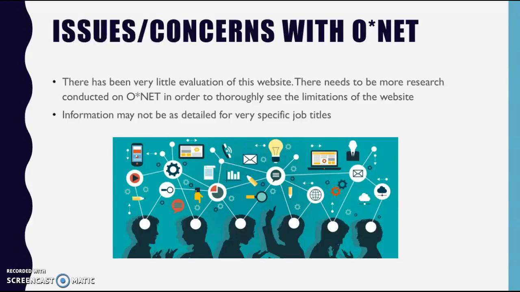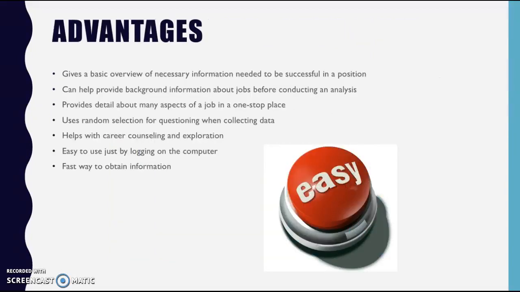So some issues or concerns with O*NET are there's been very little evaluation of the website, and this was mentioned in our textbook by Brannick, Levine, and Morgeson. There needs to be more research conducted on O*NET in order to thoroughly see the limitations of the website, because without the research and evaluation, we don't know exactly what is going wrong or what the limitations exactly are, which is important to know. So that is a concern. And also the information might not be as detailed for very specific job titles. So if somebody's looking for something very specific or a specialized job, then it may not be on there. They might have to go elsewhere to get the information.